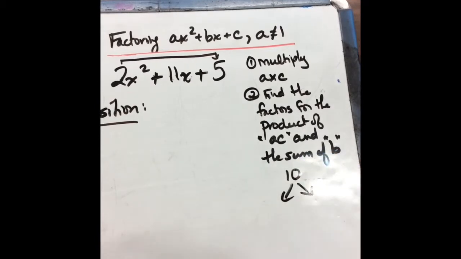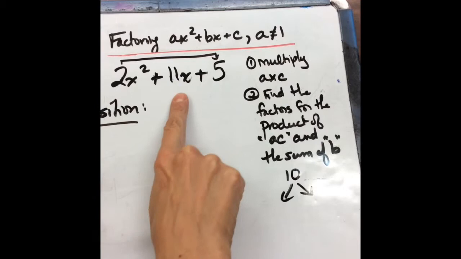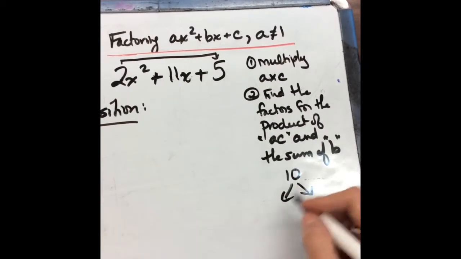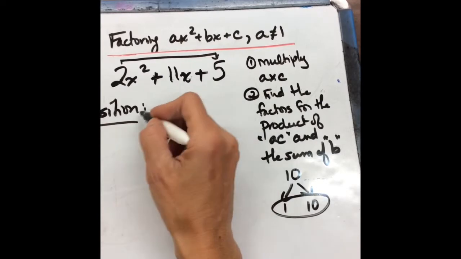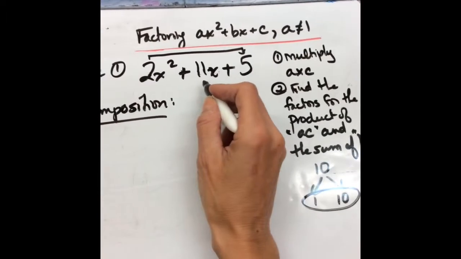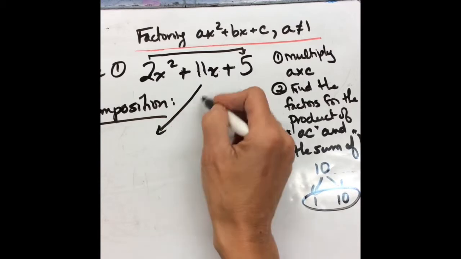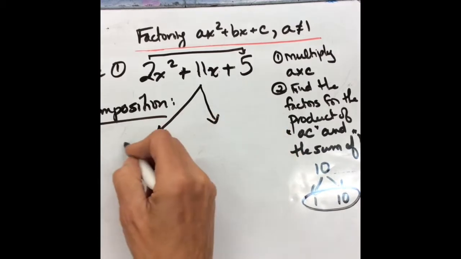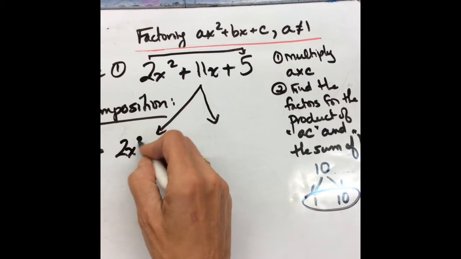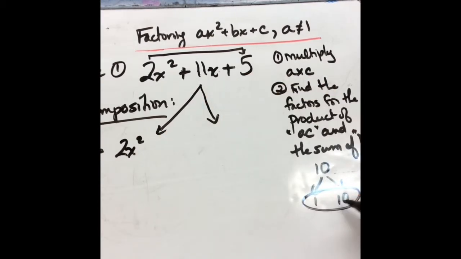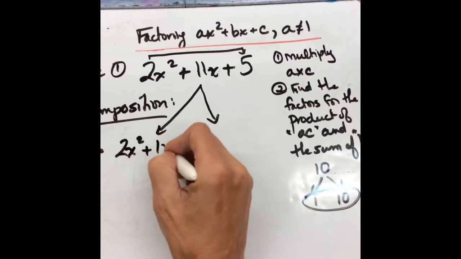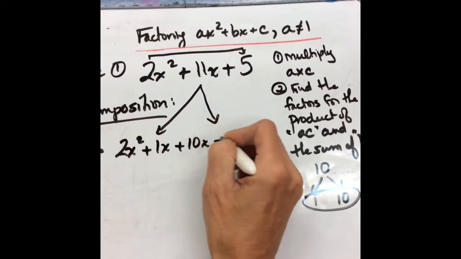And by getting 10, we want to find now what gives us 11 when we've got 10. So we can go through the list of factors, 1 and 10, and right away we know this is going to work. So what you do then is you decompose this, you break it down. So this 11x, I'm going to break it down, and I'm going to put 2x squared, and instead of putting 11x, I'm going to replace it by 1x and 10x. So plus 1x plus 10x plus 5.